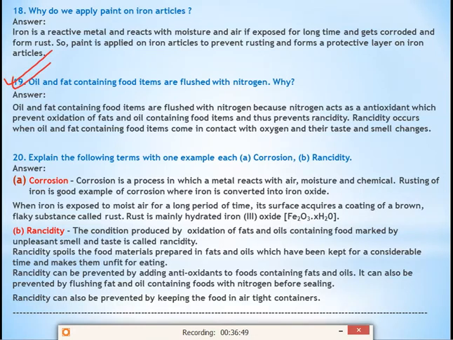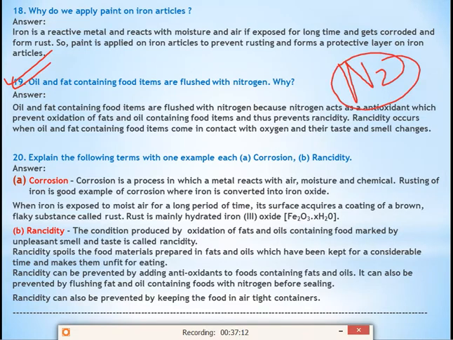Oil and fat containing food items are flushed with nitrogen. Why? Food items like, for example, chips packets which you buy from the market. When you open the chips packet, or take it in your hand, you can observe that something is there inside the packet. Some air is there inside the packet. Do you know which gas is present inside the chips packet? It is nitrogen gas.